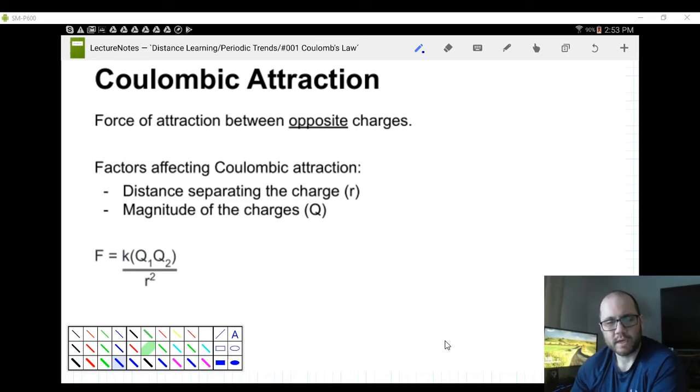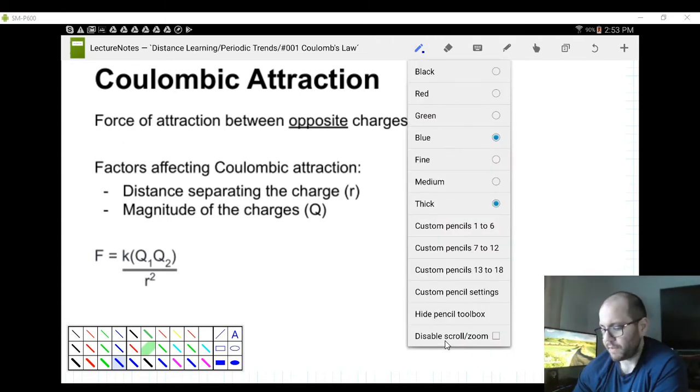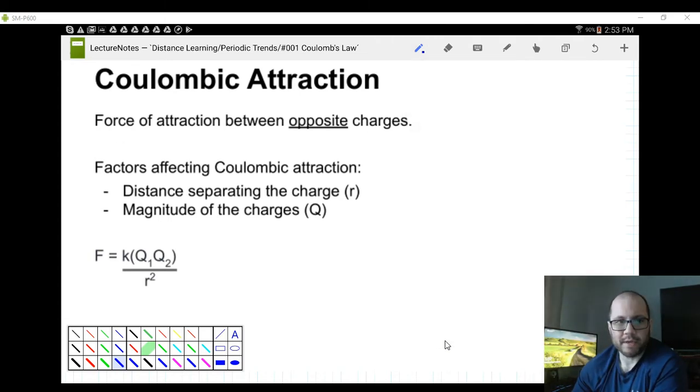Morning, everyone. We're going to start with just a quick review lesson of Coulombic force and Coulombic attraction and repulsion. It's something that we had done before the school closure, but we need to review it really quickly because it's going to play a key role in all of the periodic trends and properties that we're going to be working with from now all the way through reactions.